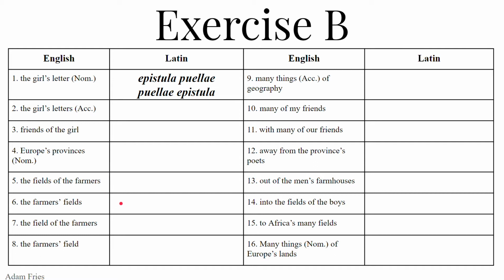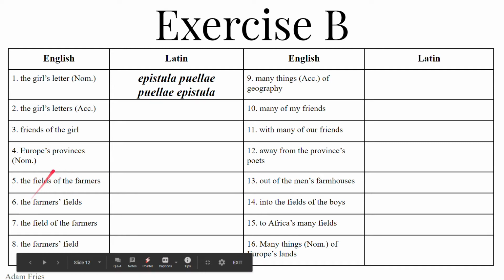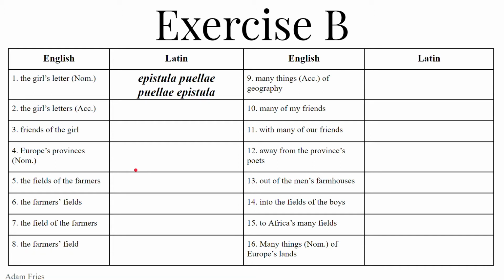Number six, the farmer's fields. The farmer's fields is going to be equivalent to number five. These two are equivalent in Latin. So the fields of the farmers equals the farmer's fields. So once again, it's just going to be agri agricolae or agricolae agri. Get used to the fact that you can see both of these translations in English and they will be the same in Latin.